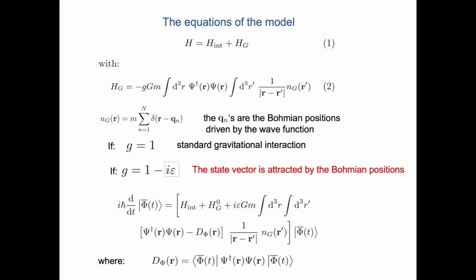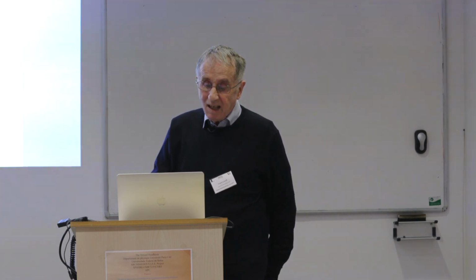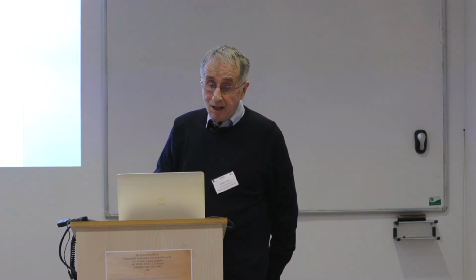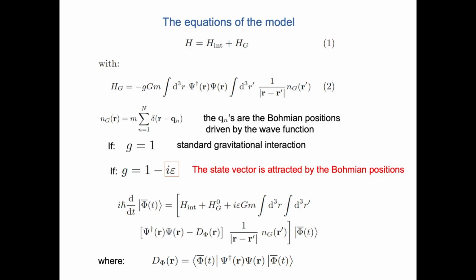So here are the only equations I will show, and the one below I don't even need. The Hamiltonian of the system is the sum of H_int, which is the internal Hamiltonian, with the kinetic energy and interaction between the particles. This is the Hamiltonian that we all use when we do atomic or molecular physics, plus H_g, which is the gravitational Hamiltonian. So the source of gravitation is the Bohmian position, as said. It results in a density of matter in space, which is this function n_g. So I put it in this integral.